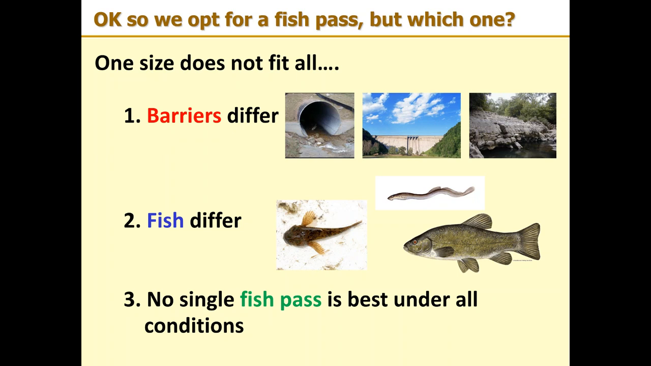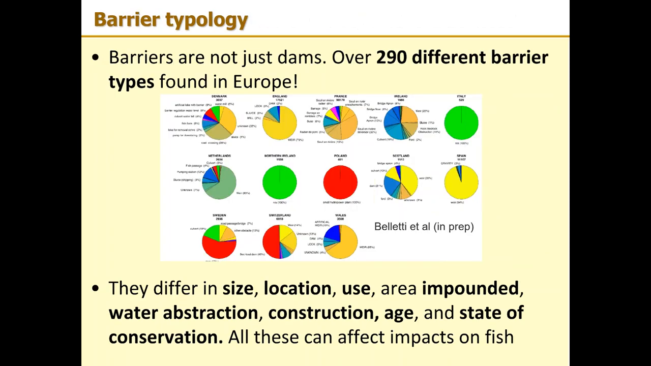So these are preliminary results collected by our colleagues in Italy, based on the inventory of barriers in European rivers. One of the things that was shocking for us was to discover that there are 290 different types of barriers. Of course, sometimes it's the same barrier being called by different names, but more often than not, they represent genuine differences in barrier morphology and typology. So it's a huge variety of different barriers that we need to take into account.